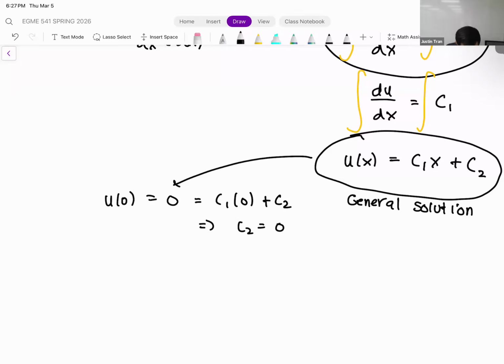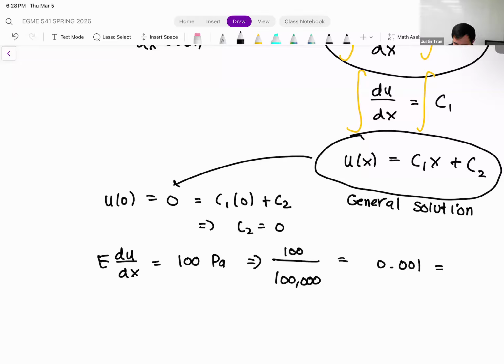Very simple. The other boundary condition that we have is E times du dx is equal to 100 Pascal. So we go and plug in the numbers for this. And so we divide both sides by E. And so what we get from that is we have 100 divided by 100 kPa. So that's divided by 100,000. Okay. So that equals 0.001. And that's equal to du dx.